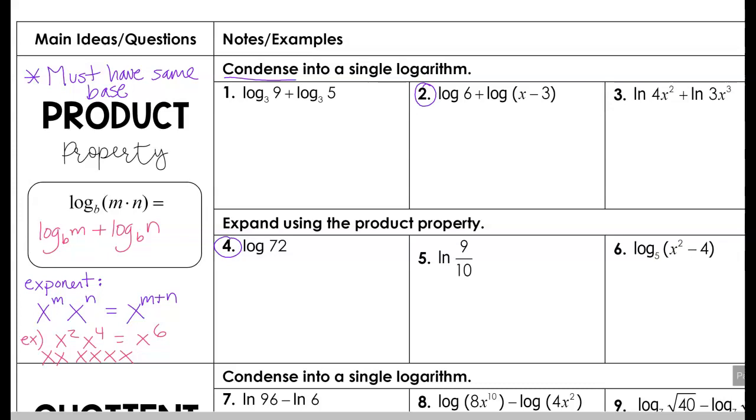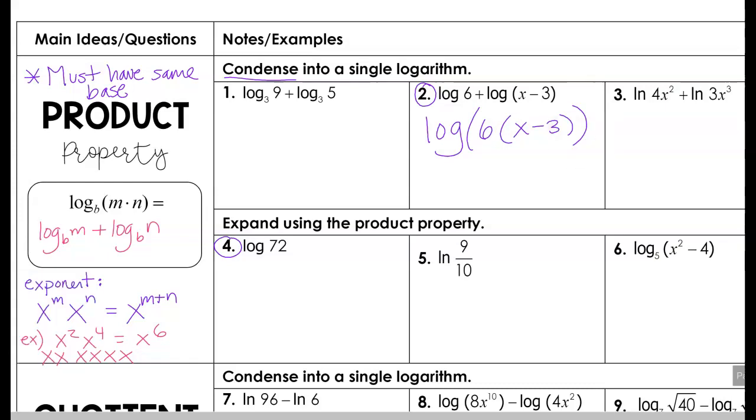Condensing is taking 2 or more logs and combining them into a single log. Expanding is when you take a single log and expand it into multiple logs. So here I'm trying to condense. How do I take 2 logs with the same base that are being added and condense into 1 log? You multiply the 2 arguments. So we're going to have log of 6 times x minus 3. I'm multiplying the 2 arguments together.